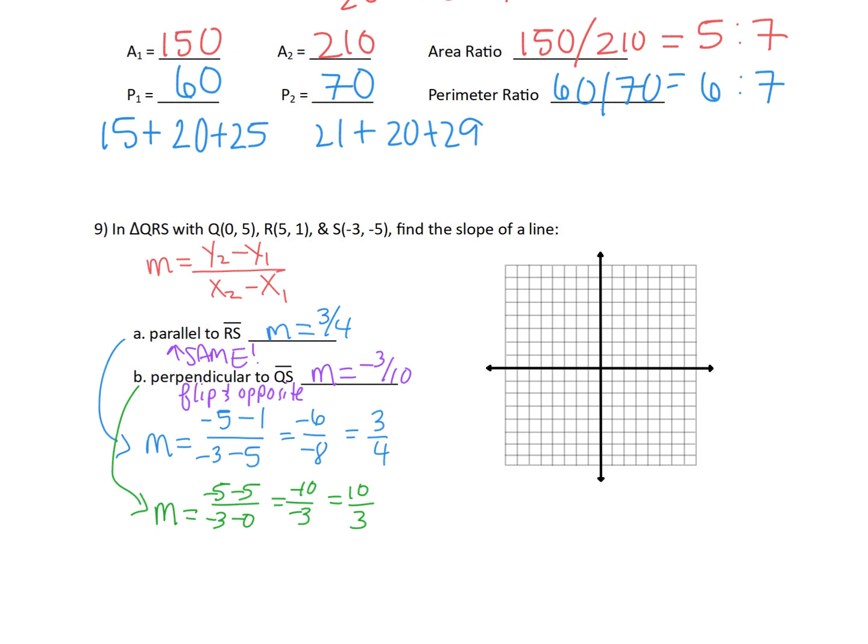With perpendicular, I had to find the slope using Q and S, so (0, 5) and (-3, -5). To find the slope is positive 10/3, but since it's perpendicular, I have to flip it and take the opposite of it, so it goes from positive to negative.